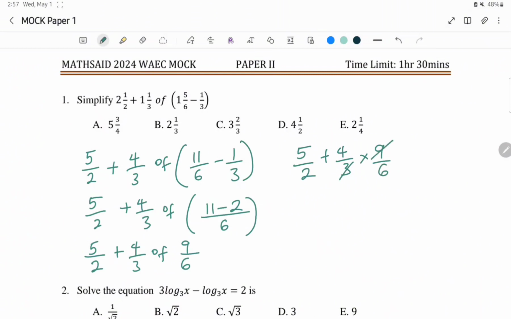So 3 here, 3, 2 here, 2, 2 here, 3. This 3 will cancel out this 3. That means I have 5/2 plus 2, which is the same thing as 2.5 plus 2, which is 4.5. Option D.